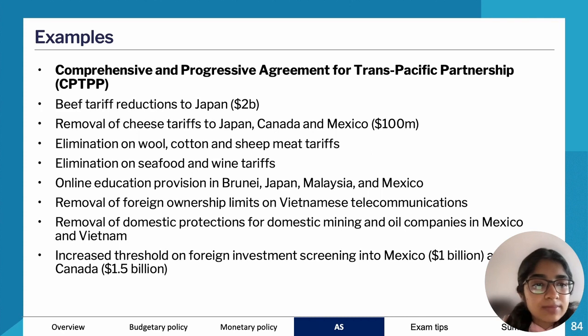Okay. We're also providing online education, so, for example, uni education to people overseas. So that's an example of a service. Basically, we're trying to make trade a little bit more free, trying to remove those protectionist policies.